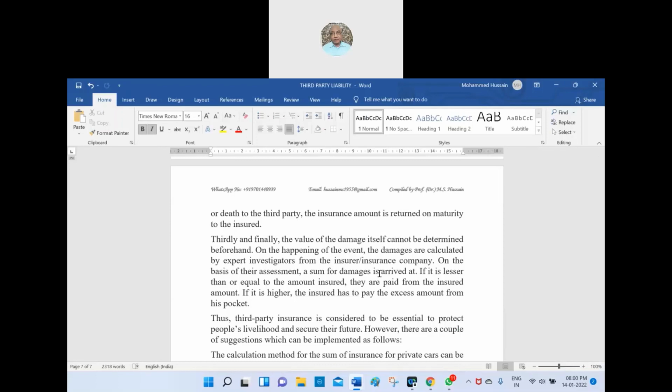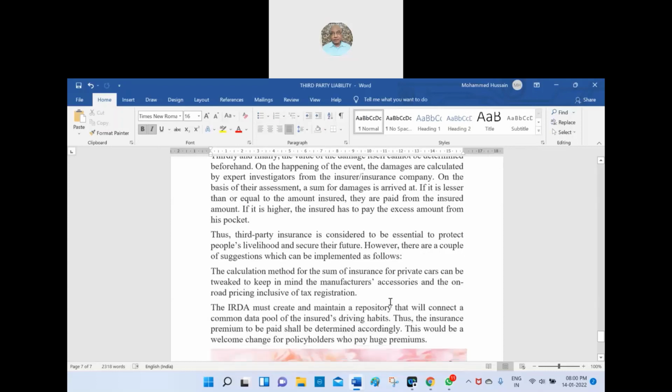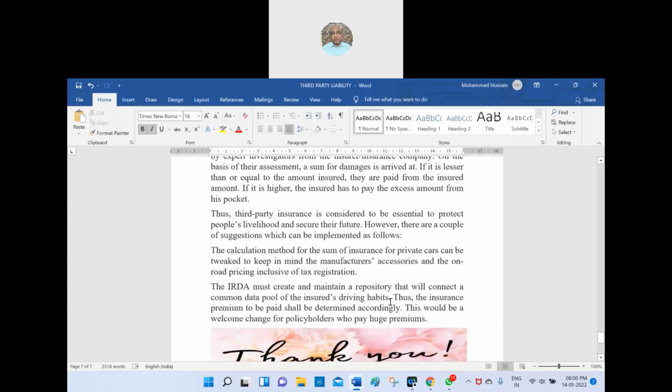So, the sum of damages will be calculated only after the accident has occurred. If it is lesser than or equal to the insured amount, it is paid from the insured amount. If it is higher, the insured has to pay the excess amount from his pocket. If it is lesser, the insurance company will pay it from whatever premium has been pooled up. Thus, third party insurance is considered essential to protect people's livelihood and secure their future.